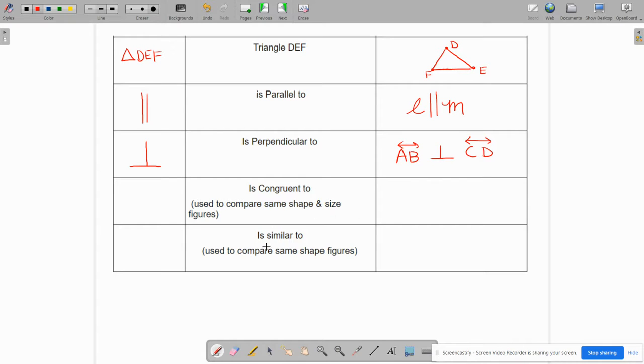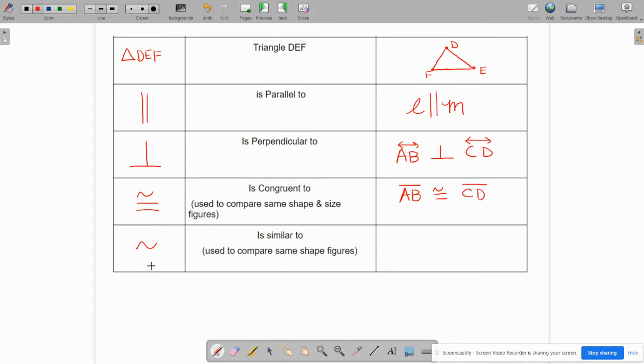The next two symbols are comparing shapes, okay? Is congruent to looks like an equal sign with a squiggle on top. You could say something like side AB with a segment symbol. Maybe that segment, which is the side of a polygon, is congruent to another side, CD.